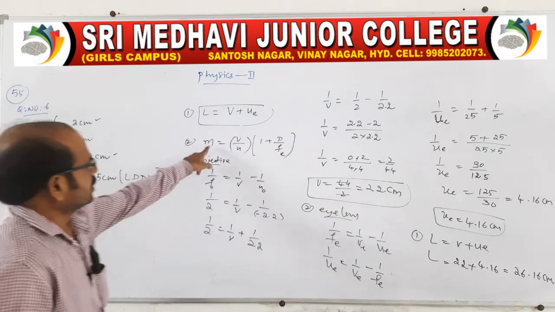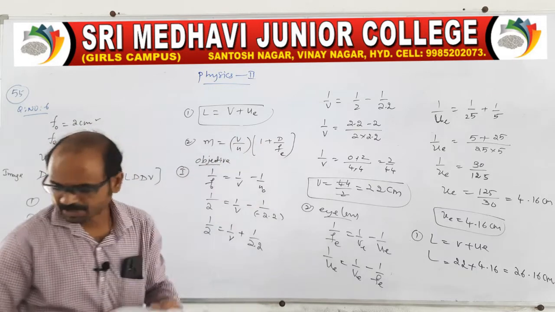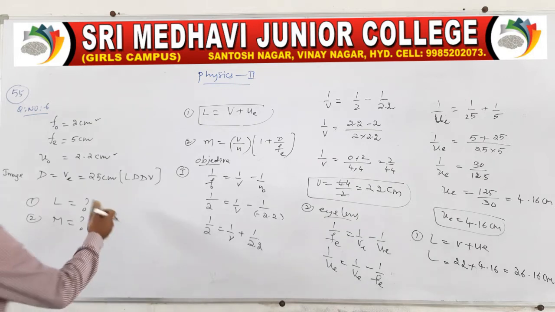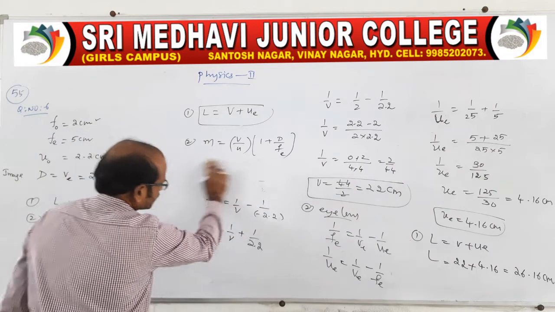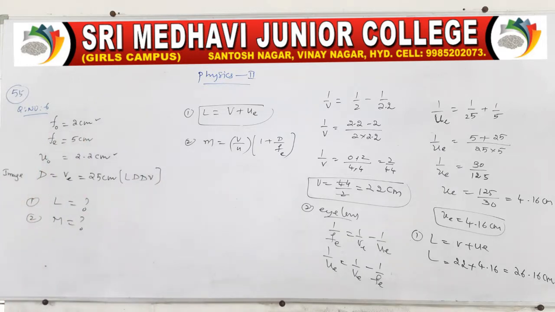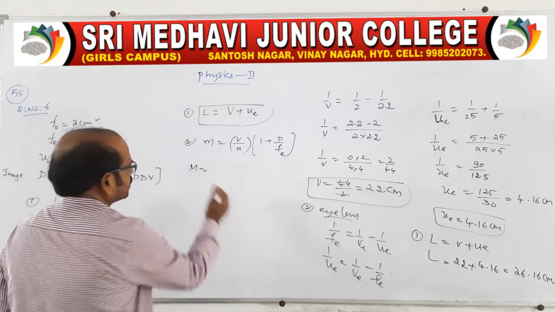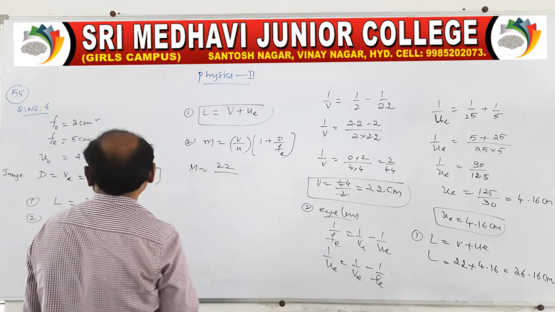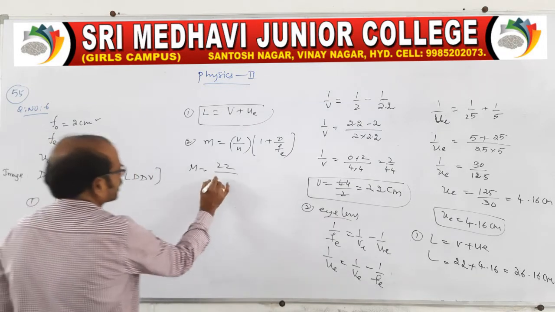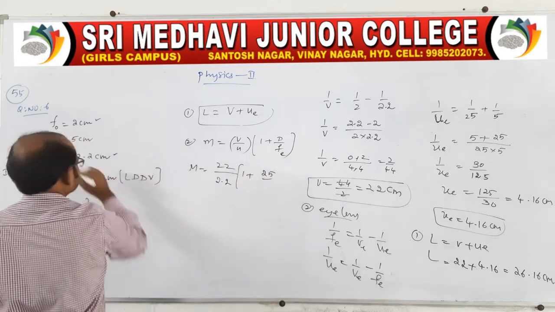Like here, m we have to get, m is equal to v by u of 1 plus d by f. So you take this one directly here, because that is the second bit it is asking. So m is equal to v, what is v? 22 by u. What will be the u? u is the object distance, no? 2.2, right? 1 plus 25 by fe, 5 centimeter.